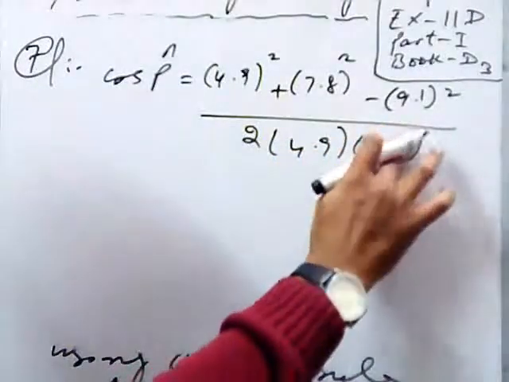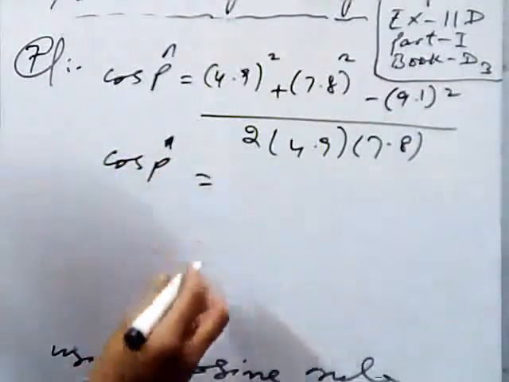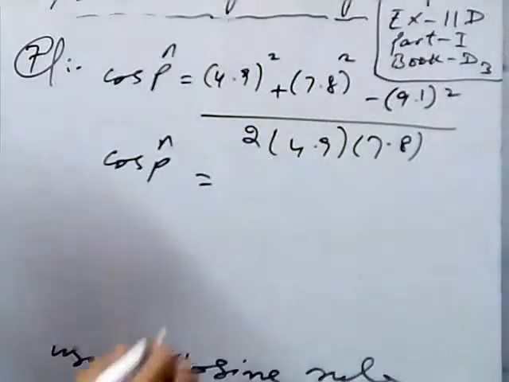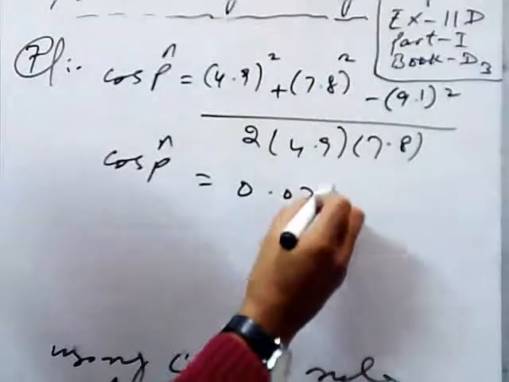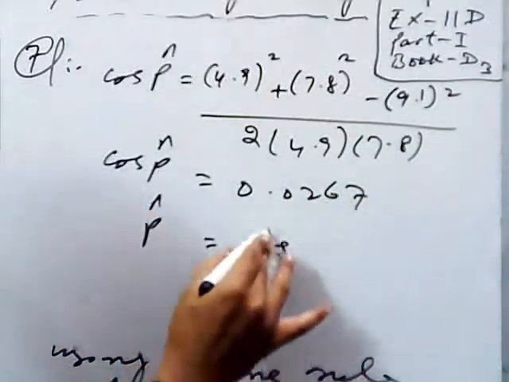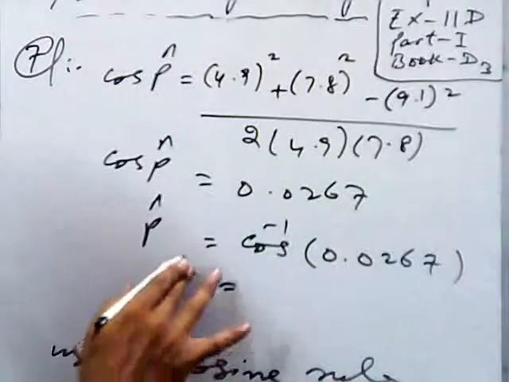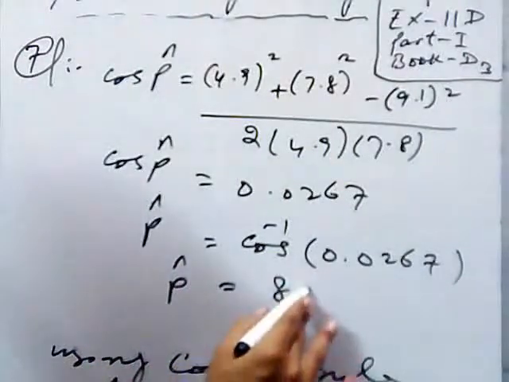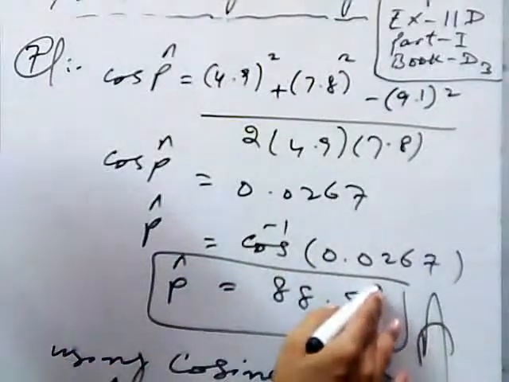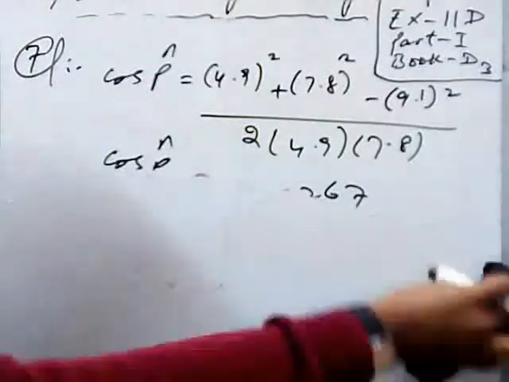So after simplification, you will get the value of cos P angle is equal to what? 0.0267, but you need only P, so it will become cos inverse of 0.0267. So P is 88.5 degrees, so that is your result. So coming to question number 8.